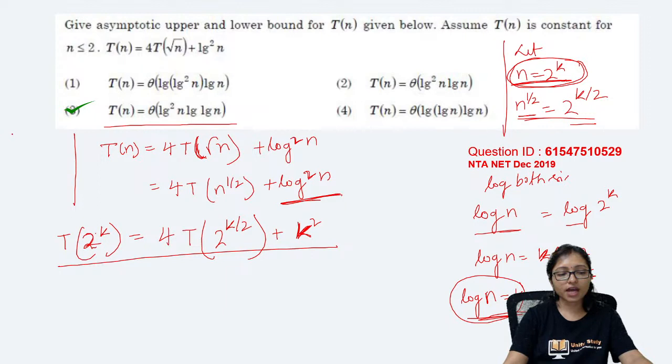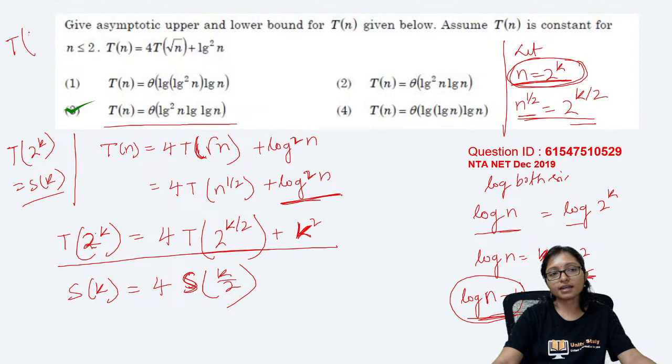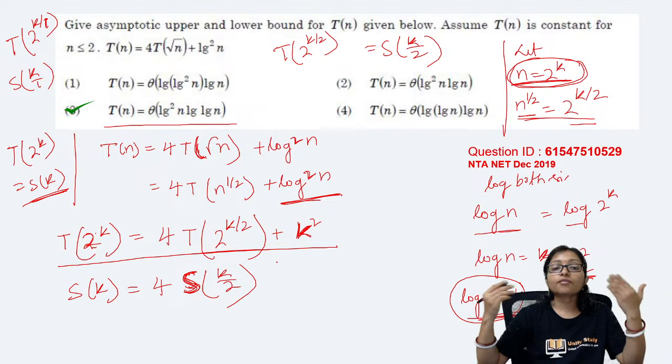We will try to do it like this: T(2 to the power k) equals S(k). If I write this as S(k), then T(2 to the power k by 2) is S(k by 2), so I can write 4 S(k by 2). Because T(2 to the power k) is S(k by 1), that is actually S(k). In the same way, T(2 to the power k by 2) equals S(k by 2). Why am I doing it? I am trying to make the format of the master theorem, that is our target. Now this is k square.